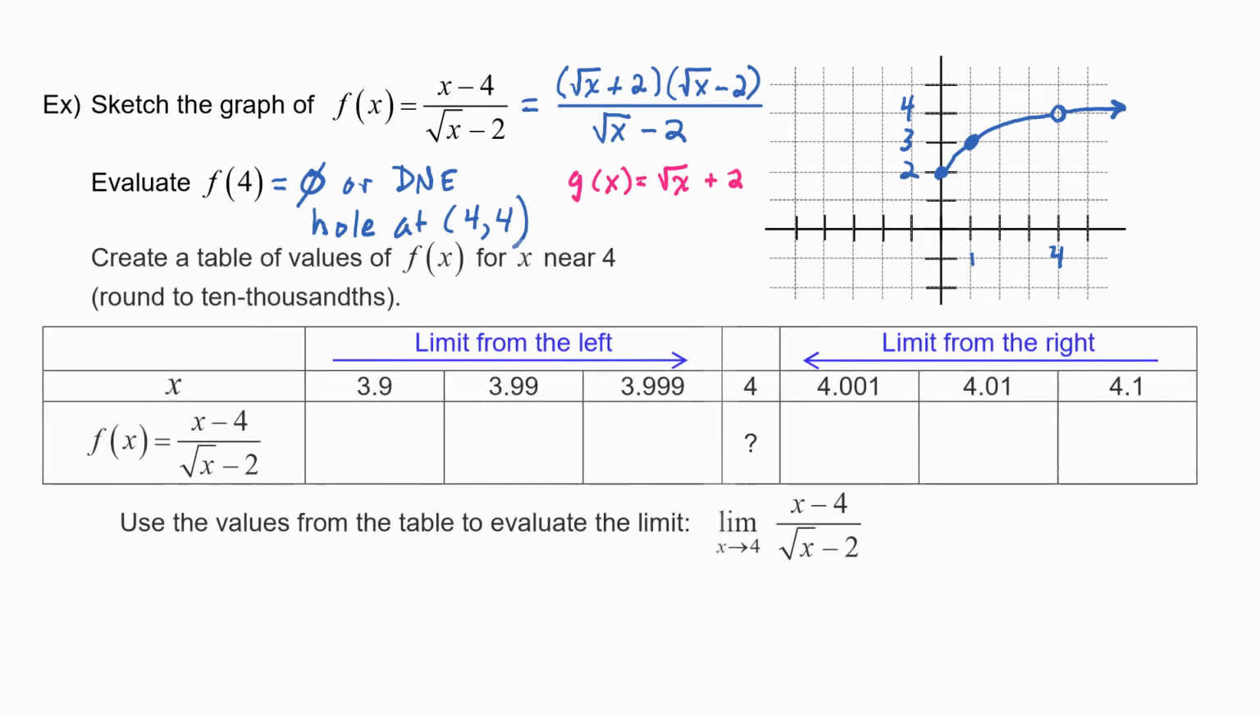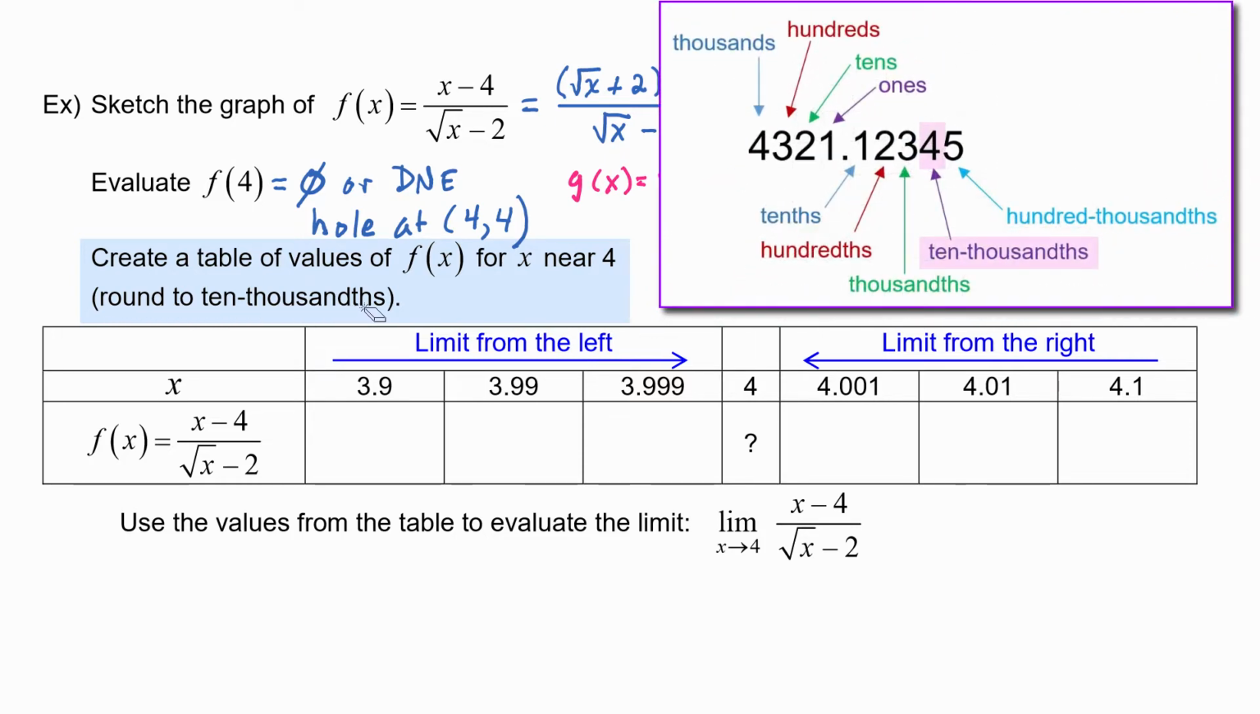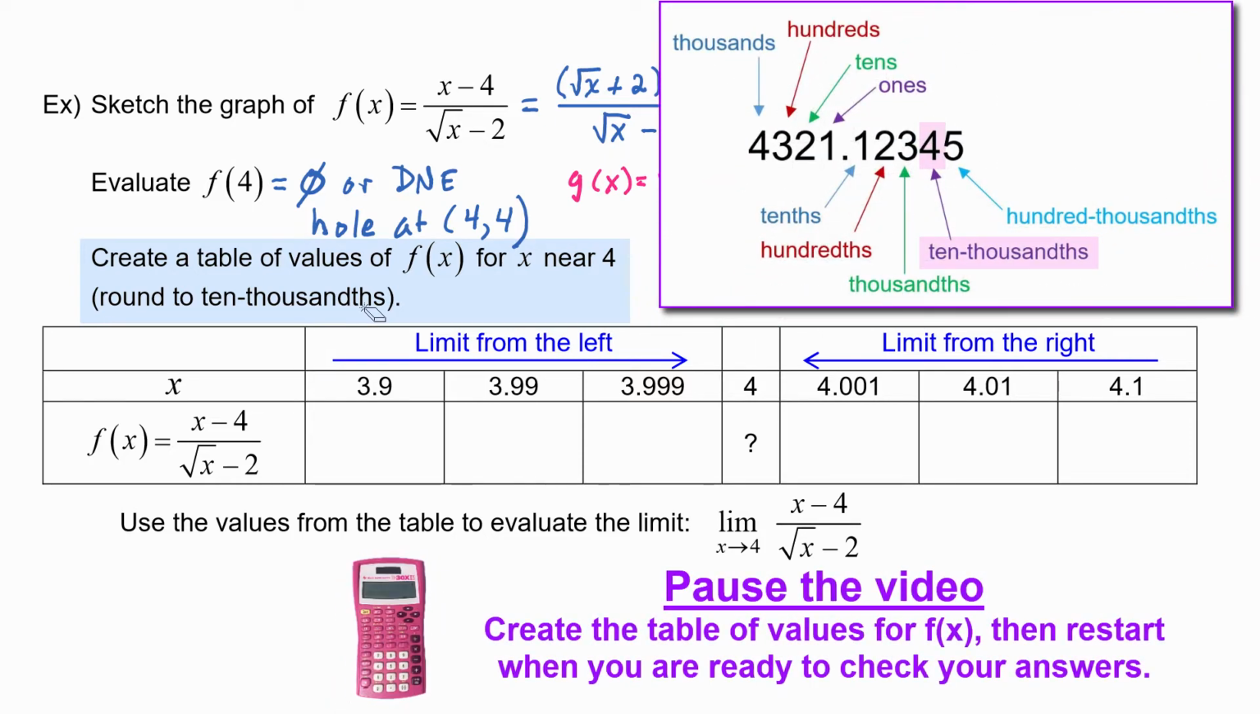Now what we are going to do is create a table of values of f of x for x near 4. And we're going to round to the 10,000ths place. So pause the video, go ahead and create your table of values. When you're ready to check your answers, restart the video.